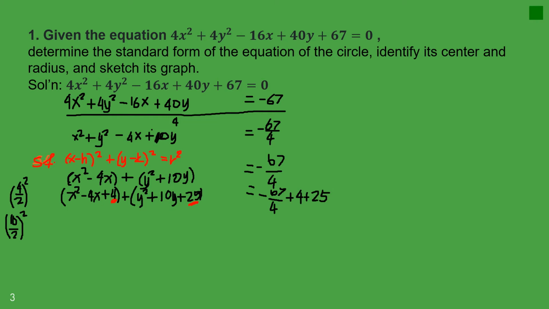Okay, now we can proceed to transforming these perfect square trinomials into the square of a binomial. To find the binomial, we just need to get the square root of the first and the last term.